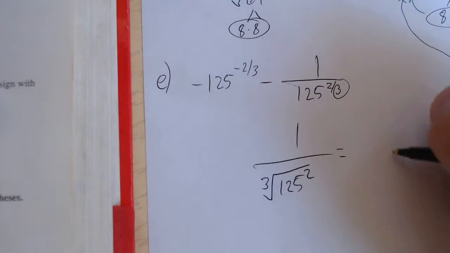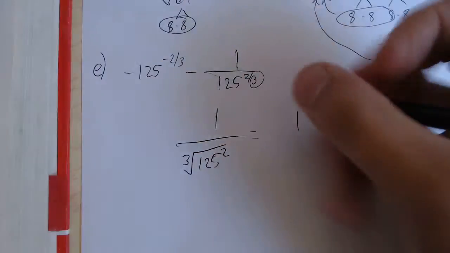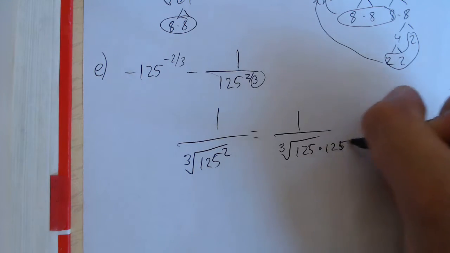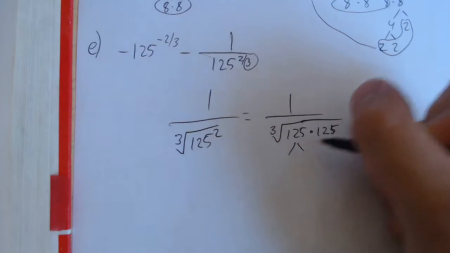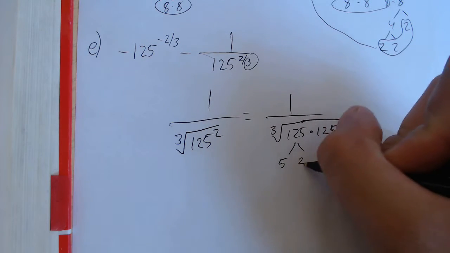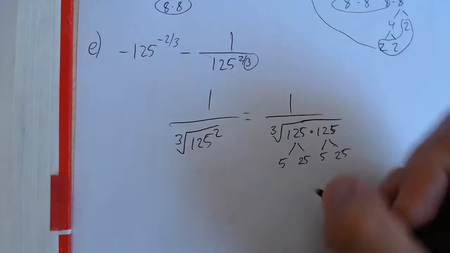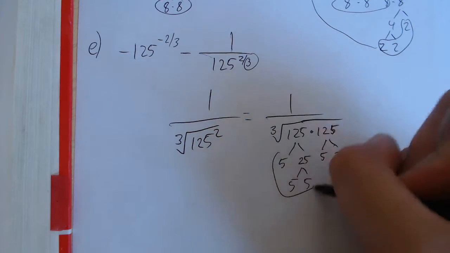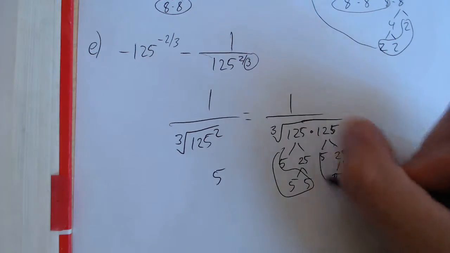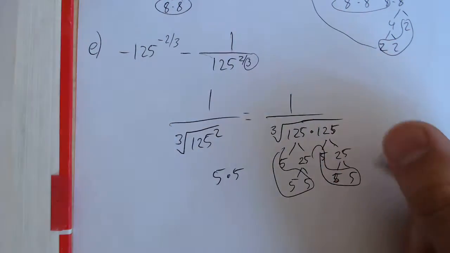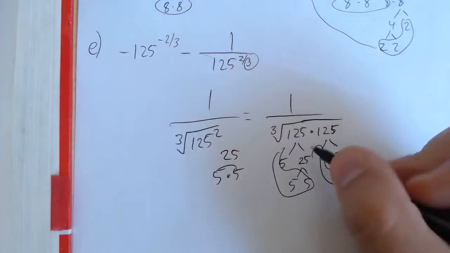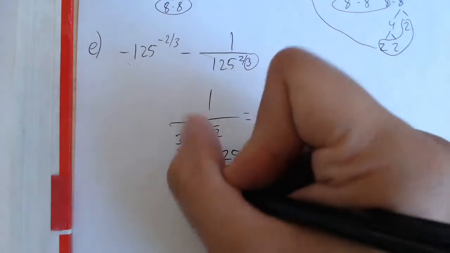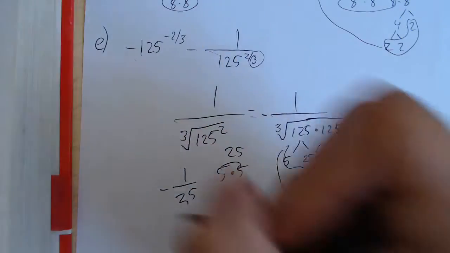That's going to get rewritten to 1 over the cube root of 125 times 125. From here, we'll go ahead and start factoring. 5 times 25 will equal 125. Still don't have any 3's yet. And then 25 will factor into 5 times 5. So then I've got one group of 3 here, which gives me a whole number 5, and then another group of 3 here, which gives me another whole number 5. So 5 times 5 gives me 25. And then I can't forget about my negative. It's also in the denominator, so the final answer is negative 1 over 25.